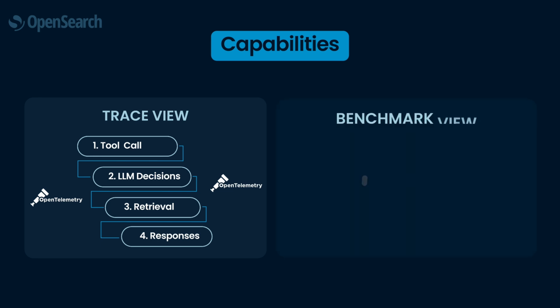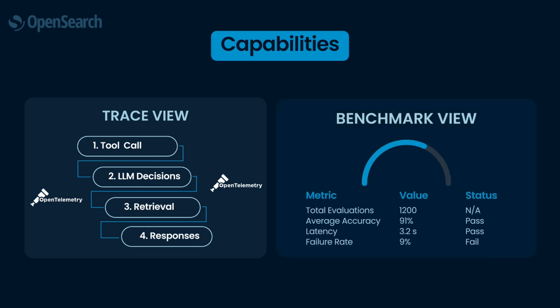On the evaluation side, you define your golden paths, what good looks like for your agent. And an LLM-judge that scores every run automatically, connected to your CI/CD pipeline to catch regressions before they hit production.